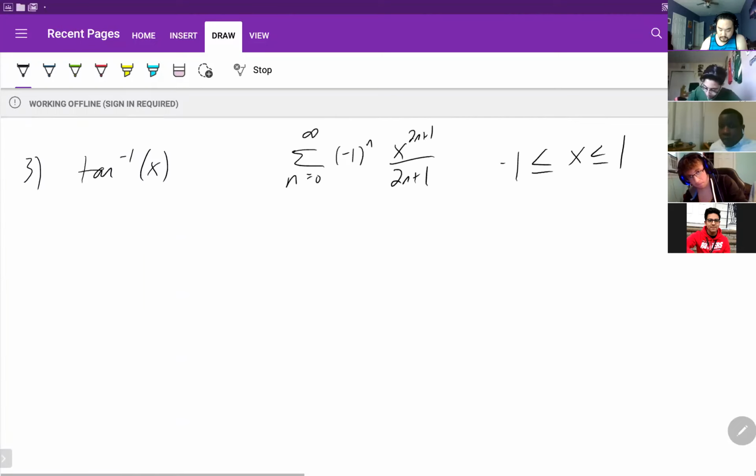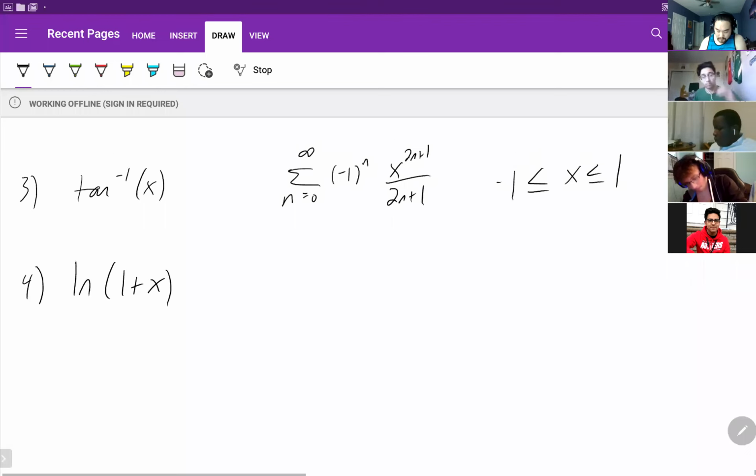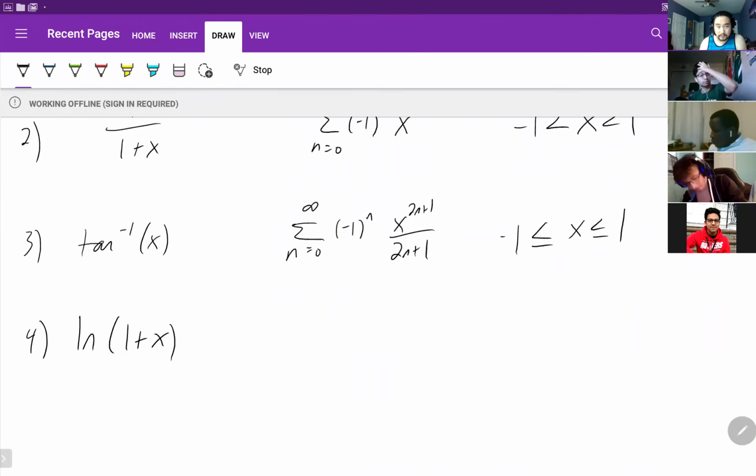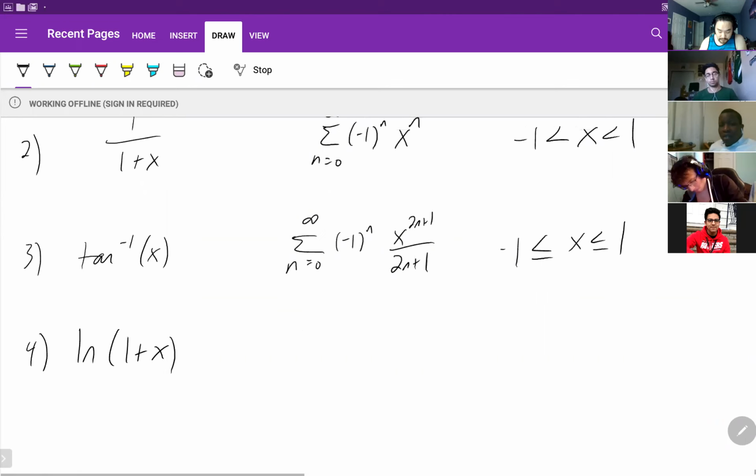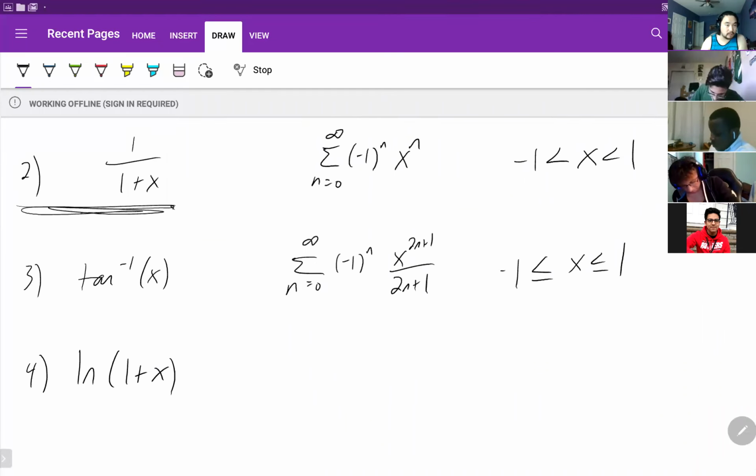I'll leave 3 up. The fourth one is ln of 1 plus x. Now, I'm not going to do this example with you, but I'll tell you how to get there. What's the derivative of ln of 1 plus x? 1 over 1 plus x, which we have here already, don't we? So the trick to get to ln of 1 plus x is to just integrate 1 over 1 plus x. So you would integrate number 2 to get to number 4. Do you see what I'm saying?